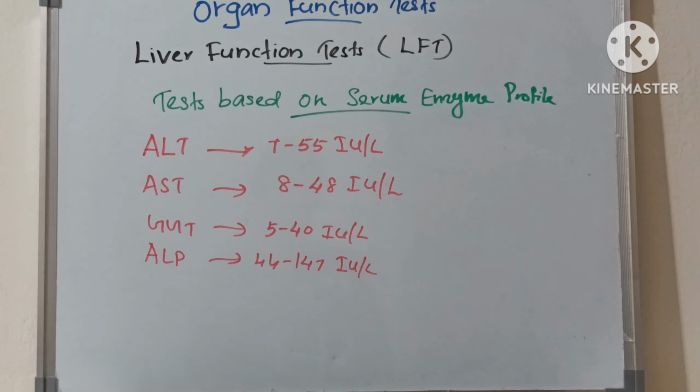Then GGT or gamma glutamyl transferase, it is about 5 to 40 IU per liter. Elevated levels of this gamma glutamyl transferase enzyme indicate liver disease or alcohol abuse. Next enzyme is ALP or alkaline phosphatase, which is about 44 to 147 IU per liter. These are the tests based on serum enzyme profile.